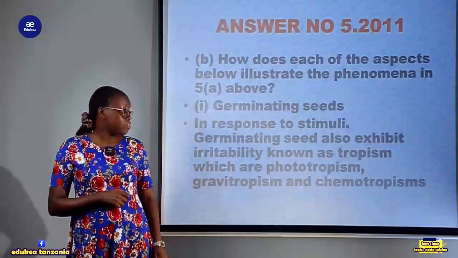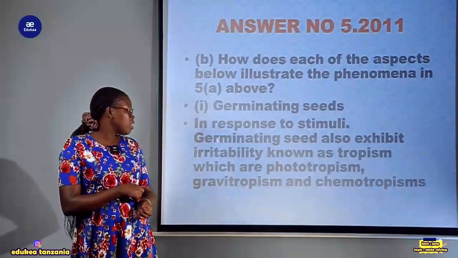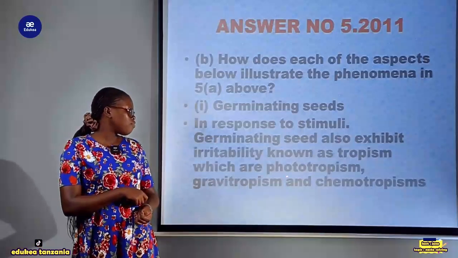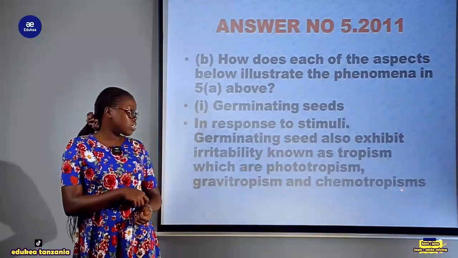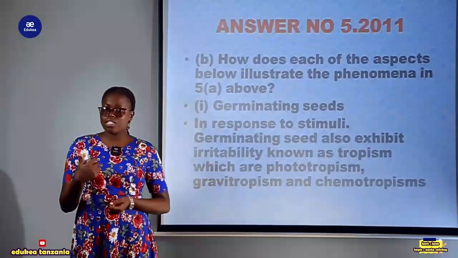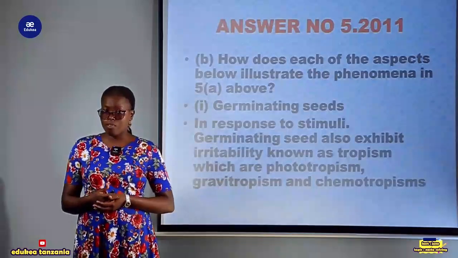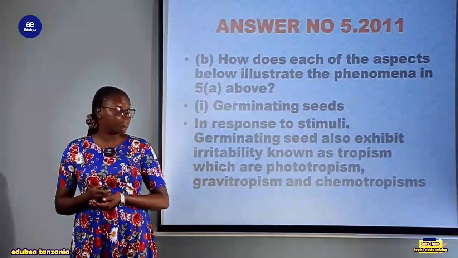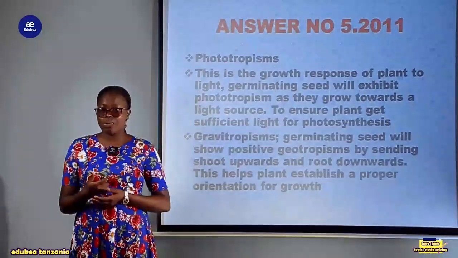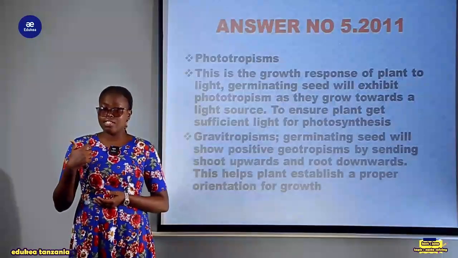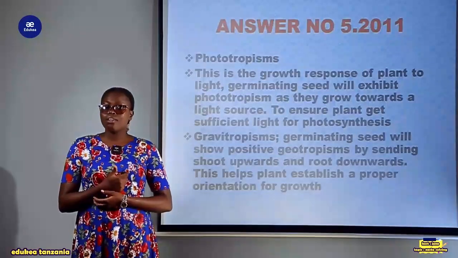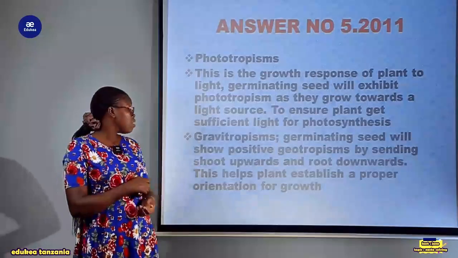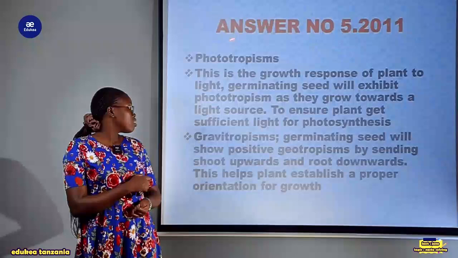Let us discuss. In response to stimuli, germinating seeds also exhibit irritability known as tropism, which includes phototropism, gravitropism, and chemotropism. So the germinating root tends to undergo a variety of tropism movements, which are phototropism, geotropism, and chemotropism. Now let us see. The first one is phototropism. Phototropism is a movement of a part of the plant in response to the direction of the sunlight. This is a growth response of a plant to light.